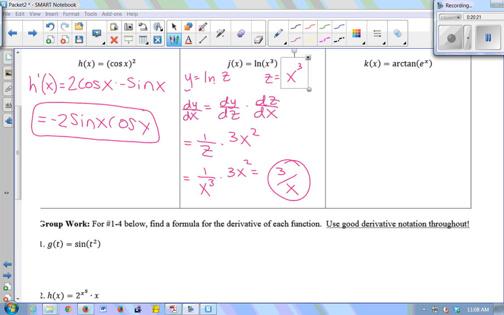Okay, so for k of x, let's decompose this into a y and a z. So I'm going to have y equals and z equals. y is going to be your outer function. What's the outer function here for k of x? Arctan. So y is going to be arctan of z, and z then would have to be the inner function, which is e to the x. Good. So then I want to take dy dx, and the Leibniz version of the chain rule says that dy dx is equal to dy dz times dz dx.